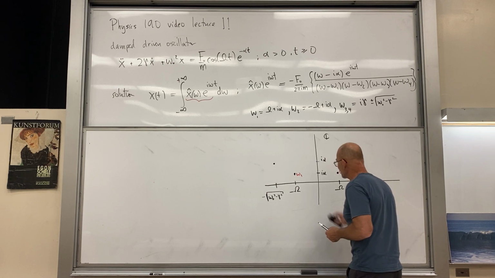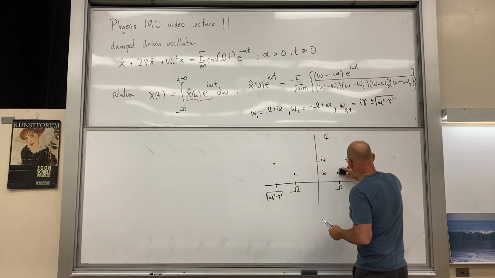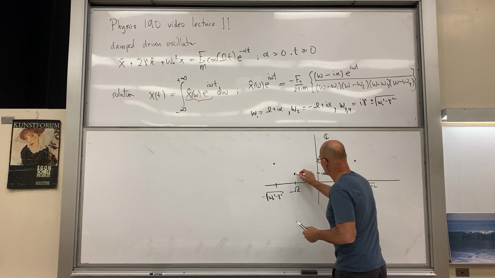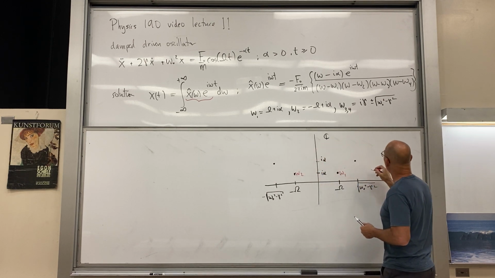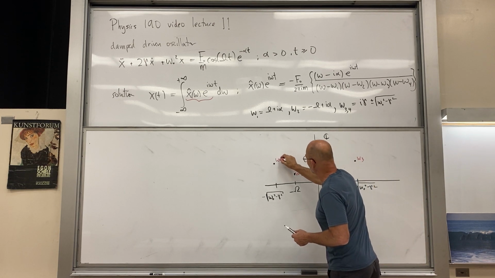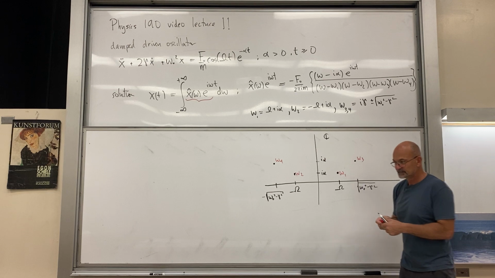Make up my mind. Those are going backwards. Here we go. So omega 1, omega 2, and then 3 and 4 are the plus and minus signs. So omega 3 and omega 4.